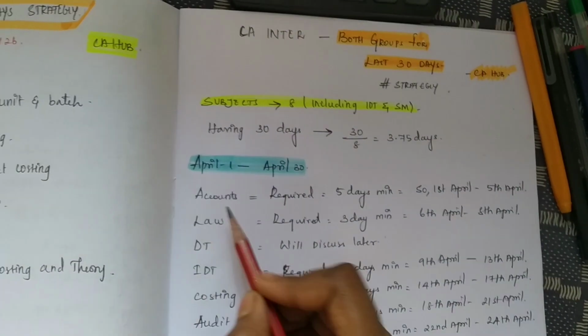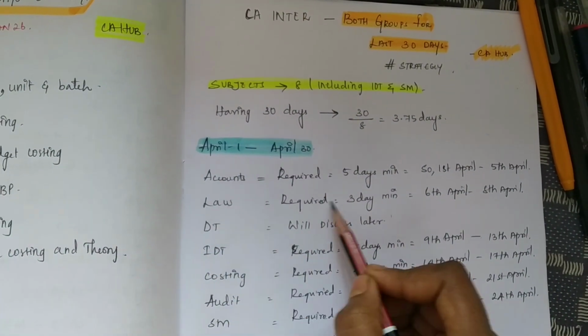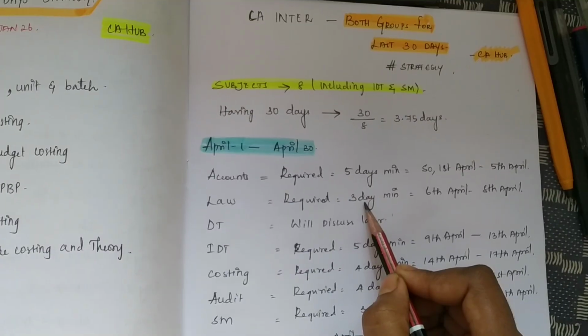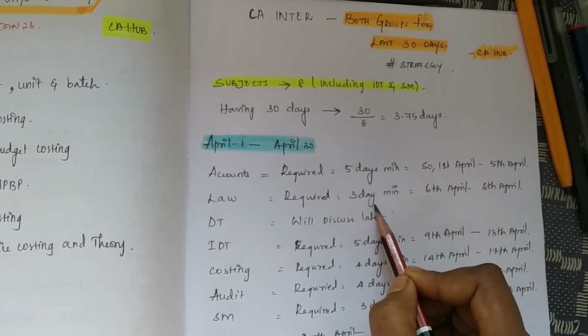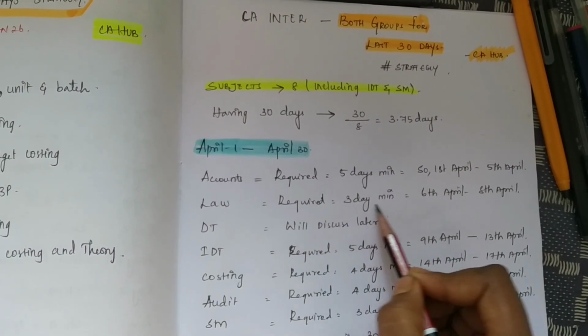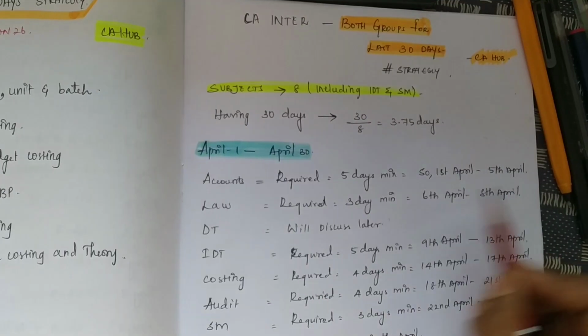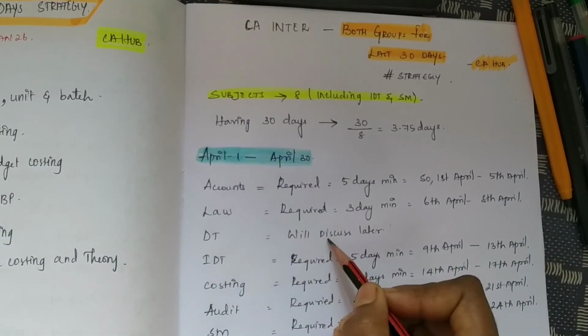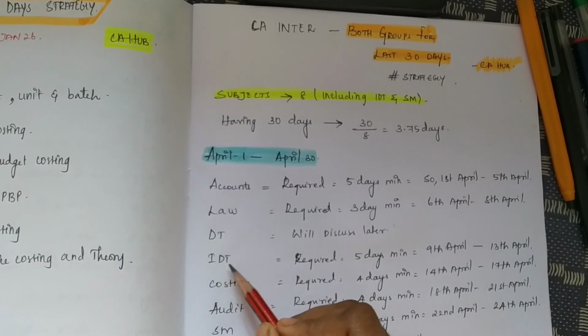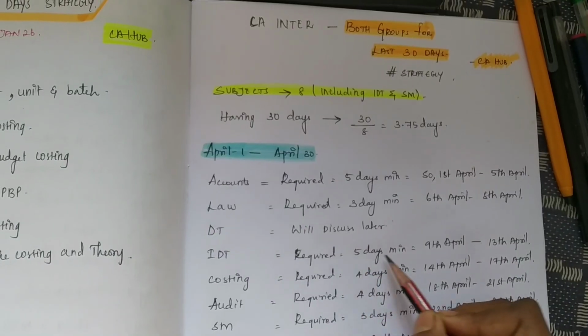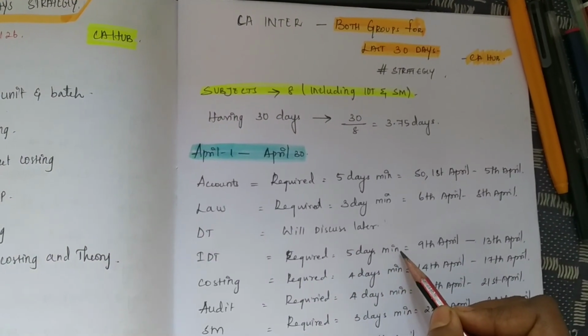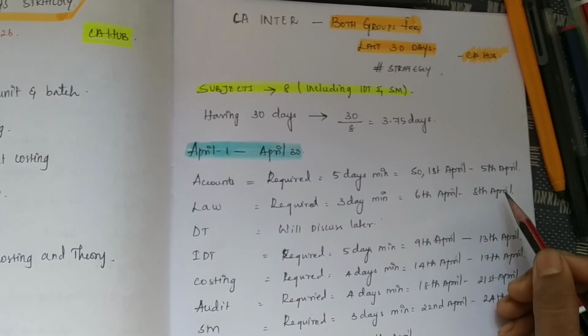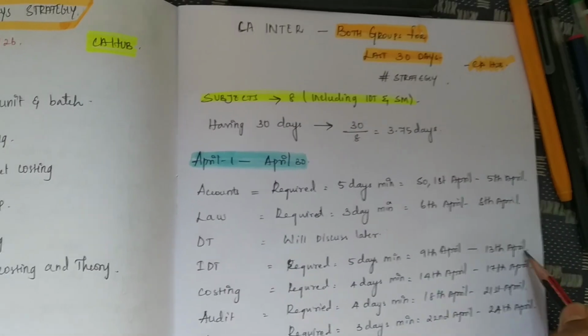If you give your 200% rather than 100%, you can ace it in a good manner. And when I say law, the minimum required to revise law is 3 days only. So I have written 3 days, that is 6th April to 8th April. When I say DT, it will be discussed later. When I say IDT, the minimum requirement to complete is 5 days, that is 9th April to 13th of April.